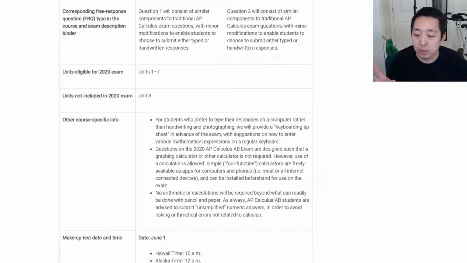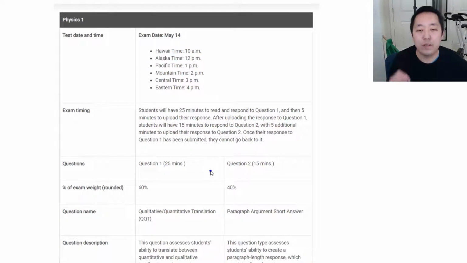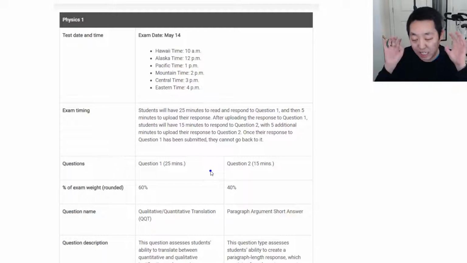All right, let's move on to the next exam I wanted to look at, which was AP Physics 1 and 2. 1 and 2 are the same format, just different material. Very similar to calculus. You have 25 minutes for question 1, 15 minutes for question 2, and just like usual, once you go on to question 2, you cannot go back and look at question 1 again. All right, so even though you have a total of 40 minutes or 45 minutes or 50 minutes, however you count the upload time to do everything, it's really a hard line split between question 1 and question 2.